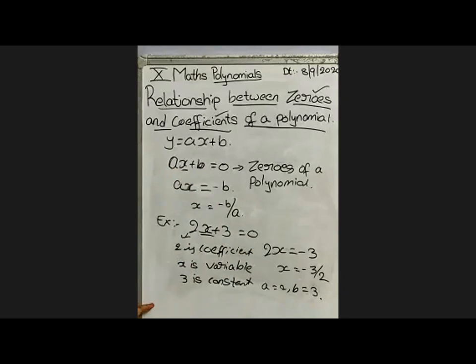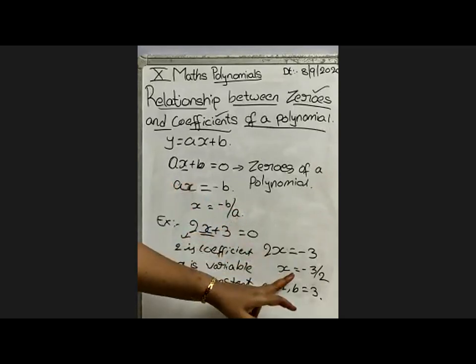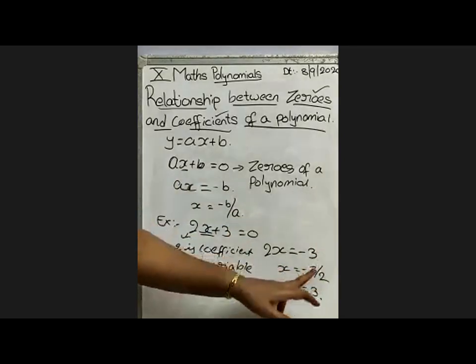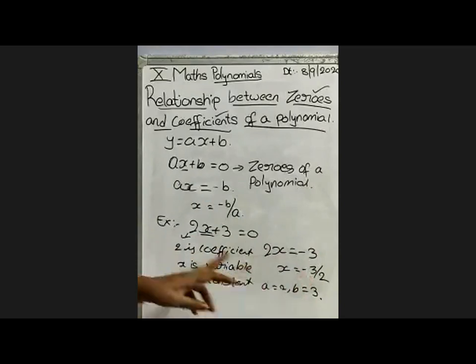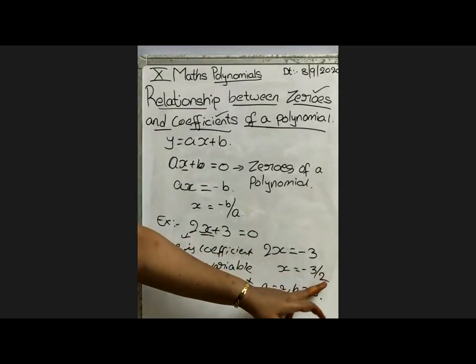Suppose we take 2 as the coefficient, x as the variable and 3 as the constant. Here the relation we are finding is x equal to minus b by a. That means x equal to whatever the constant is comes into the numerator, and whatever the coefficient of x is becomes the denominator. Here 3 is the constant, so 3 is the numerator, and the x coefficient is 2, so 2 becomes the denominator.